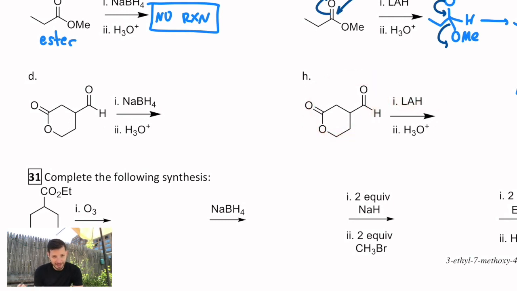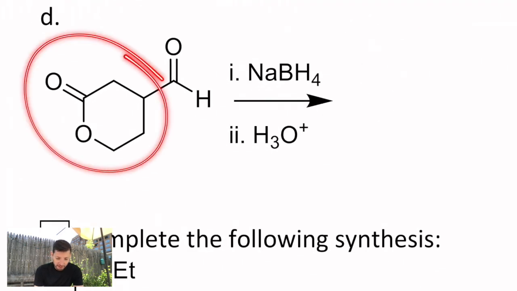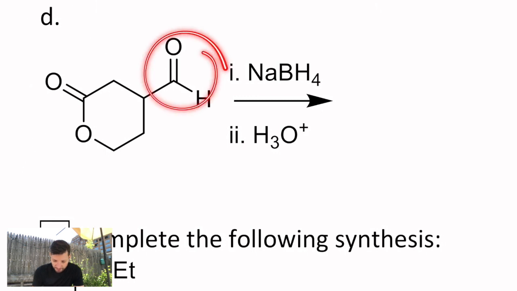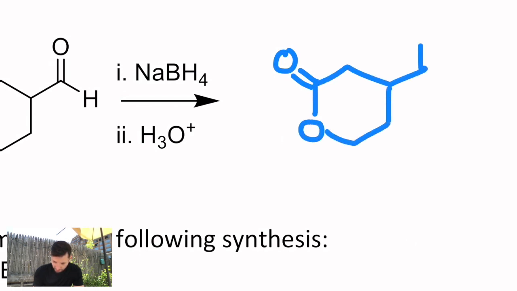Okay, so for that NaBH4 reaction, well, it doesn't react with the ester, so that will stay put. The aldehyde will give me a primary alcohol. So hopefully you drew the cyclic ester, which is called a lactone, exactly the same, and your aldehyde became a primary alcohol.